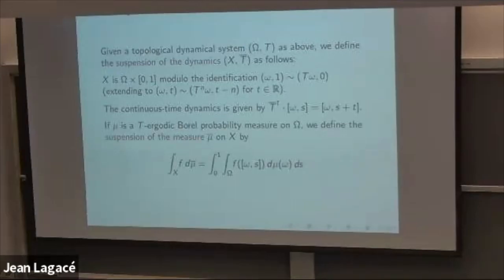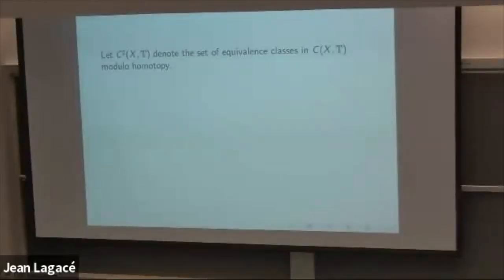I will also suspend the measure. My mu was a measure on omega. I need a measure on this product here, and I take the product measure with a normalized Lebesgue measure on [0,1]. So that's my mu bar. Okay, so now I have this object, right? I have this omega cross [0,1], and identify points in this way. That's my new space, which is denoted by X. That's called the suspension of the dynamics or the mapping torus. Okay, so this will be the X here. The X is that torus.